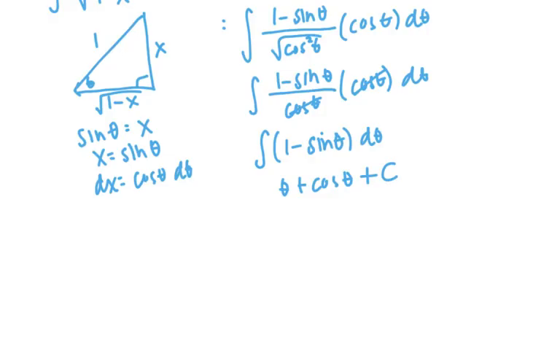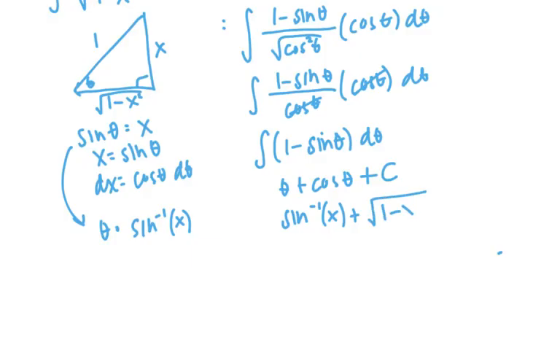So if we read the triangle, let's go back here. Sine theta equals x. So theta equals inverse sine of x. So we have inverse sine of x. Plus, if we read the triangle, the cosine is the square root of 1 minus x squared, plus c. I left that squared off earlier. Hopefully you caught that.